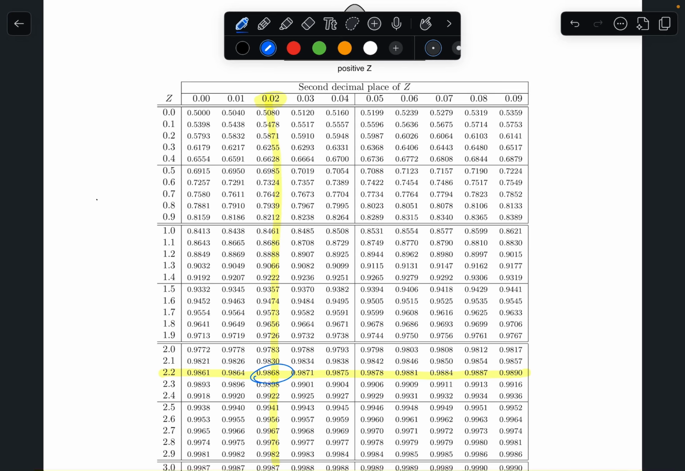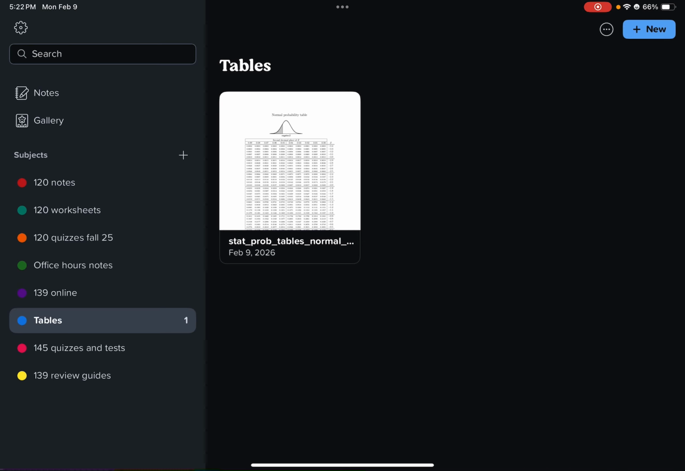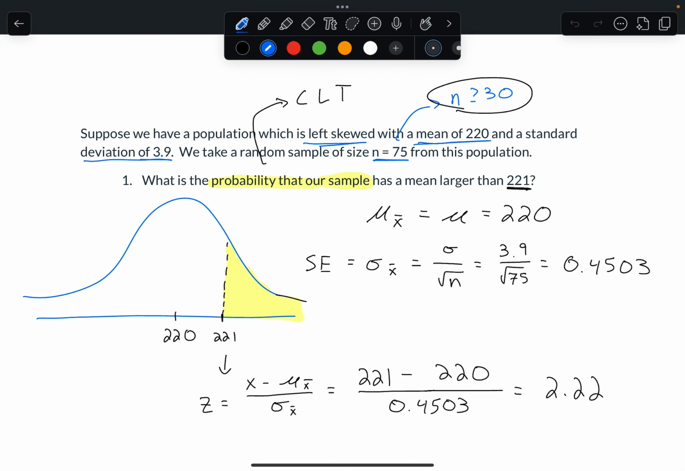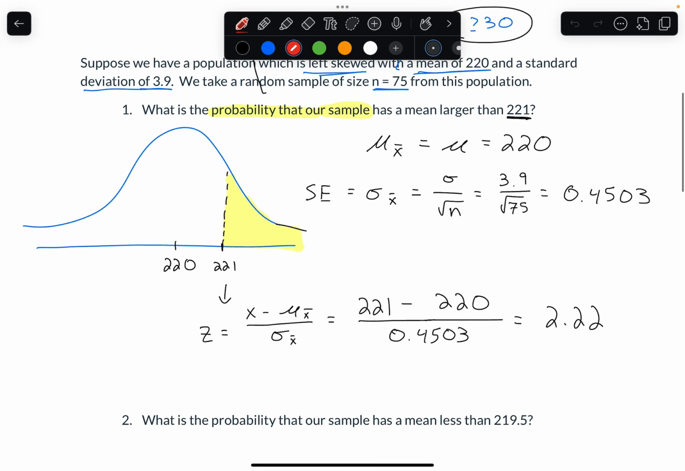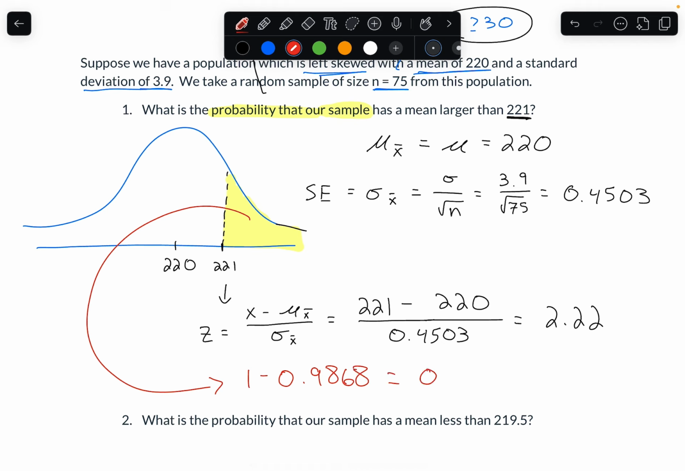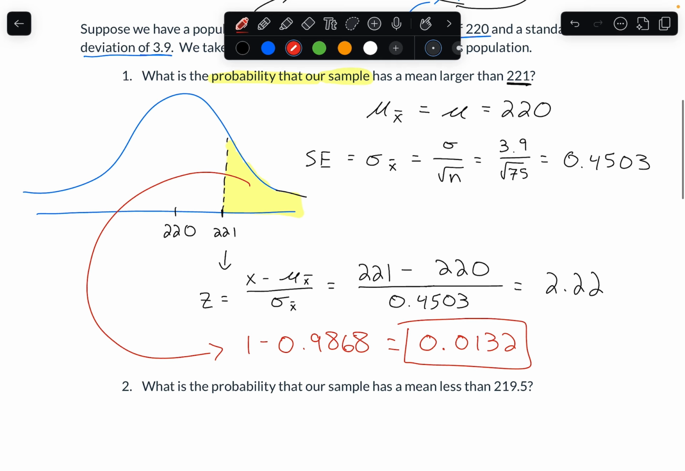I asked you to find the area to the right. So we're just going to have to do the complement really quickly. So to find this area right here, I want to take 1 minus 0.9868, subtracting that out, let's not make a silly mistake, is 0.0132. So once we get the mean and the standard deviation for the sampling distribution found, it should be a very familiar process to what we've been looking at.